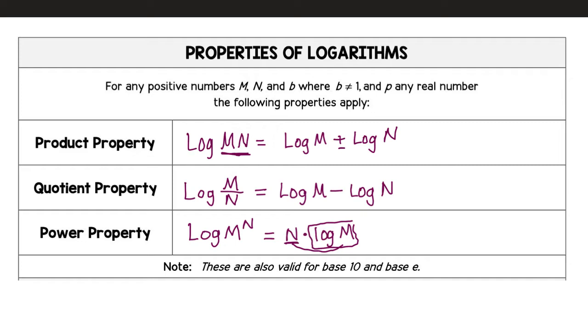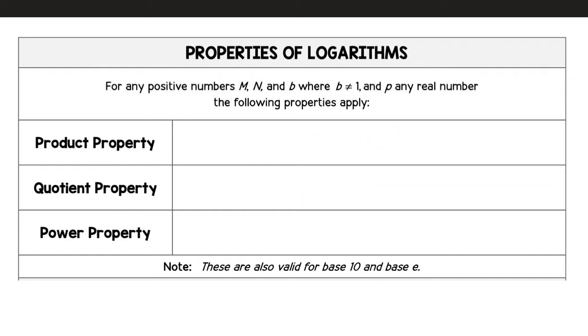All right, so there's some properties we need to keep in mind. And if it's all multiplication, then what property, product, quotient, or power property, which one of those am I going to have to use? The product, isn't it? So we've got three different properties that we talk about. The first one is our product property. And we're going to take and look at positive numbers m, n, and b, where b doesn't equal 1, and p, any real numbers, the following properties apply.